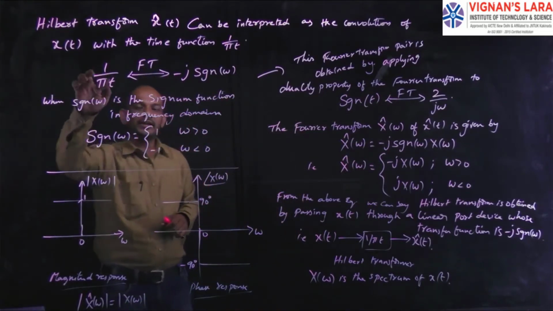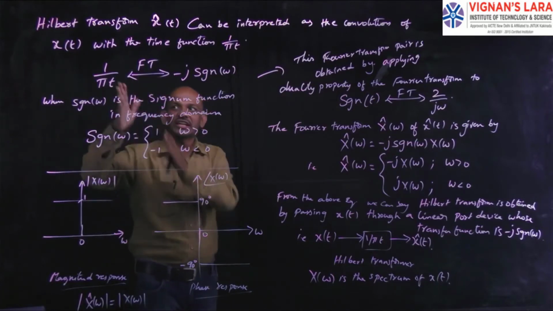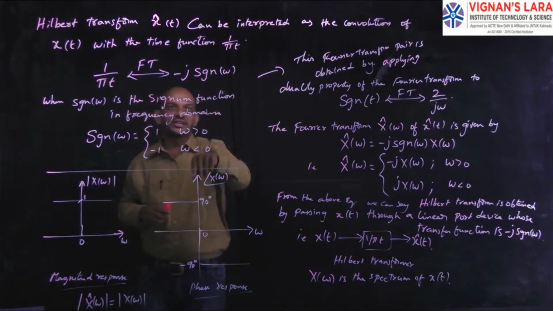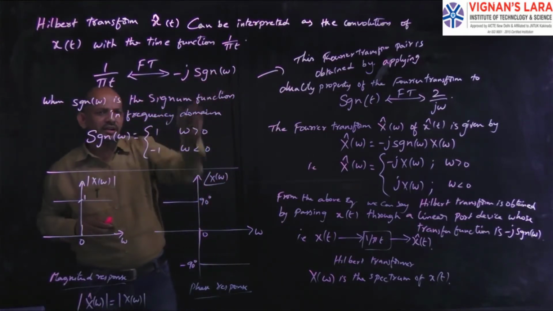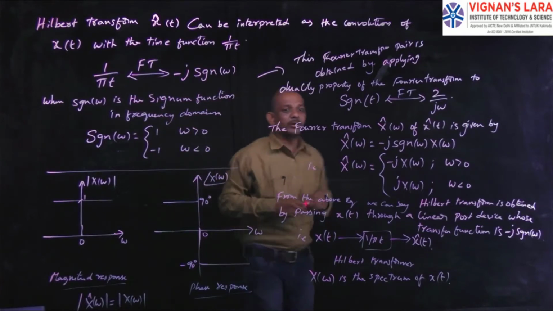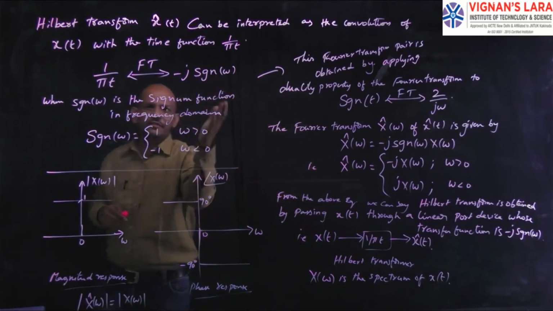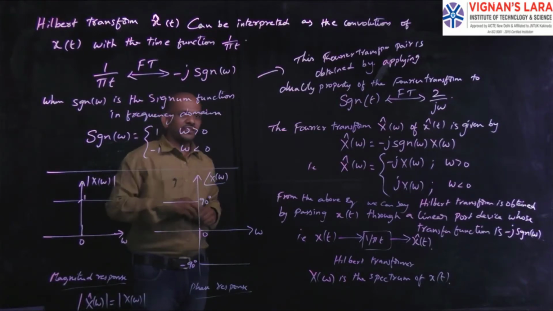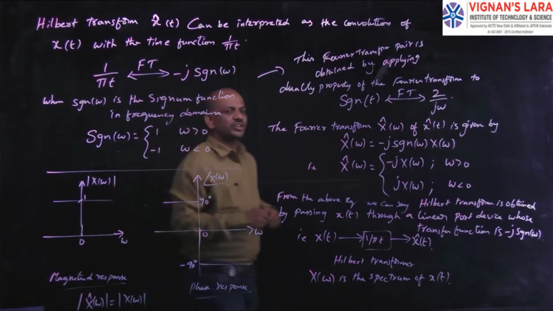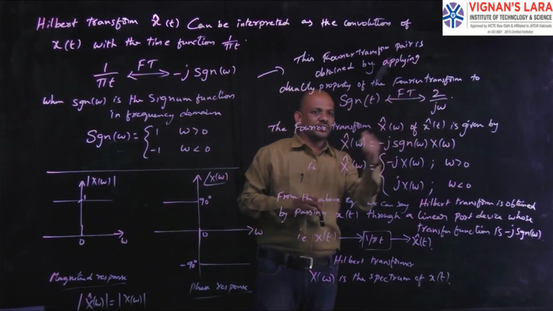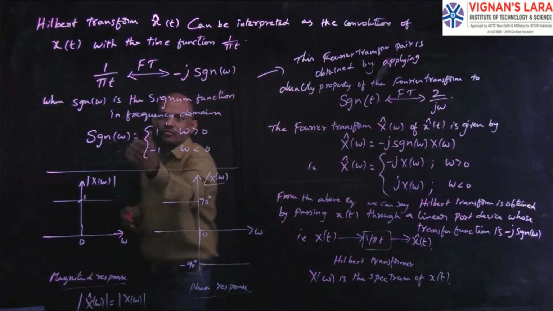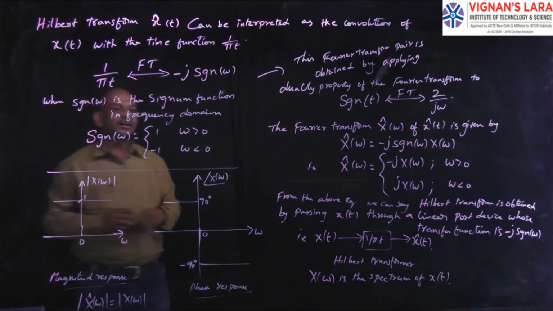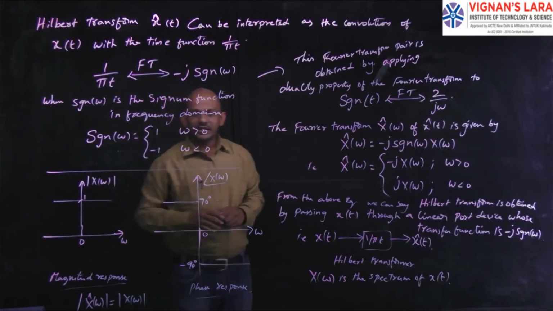Okay, so for 1 by pi t, the Fourier transform of this function will be minus j sgn of omega. I will explain how we got this. We know the sgn of t, the signum function in time domain, and sgn of omega is the signum function in frequency domain. Sgn of t equals 1 for t greater than 0, and equals minus 1 for t less than 0. In the same way, sgn of omega equals 1 for omega greater than 0, and equals minus 1 for omega less than 0. Simple.